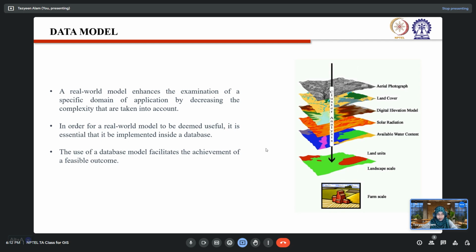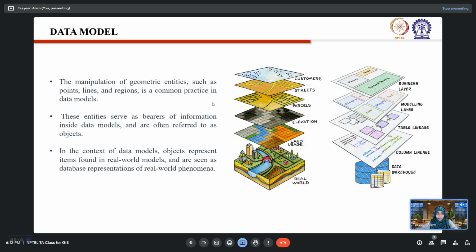So the manipulation of geometric entities such as points, lines, regions, polygons or areas is a common practice in a data model. This is what our data model is comprised of. If it is a vector model, it will comprise points, lines, regions, areas, polygons. If it's a raster model, it is going to have a number of pixels. These entities serve as bearers of information inside data models and are often referred to as objects.